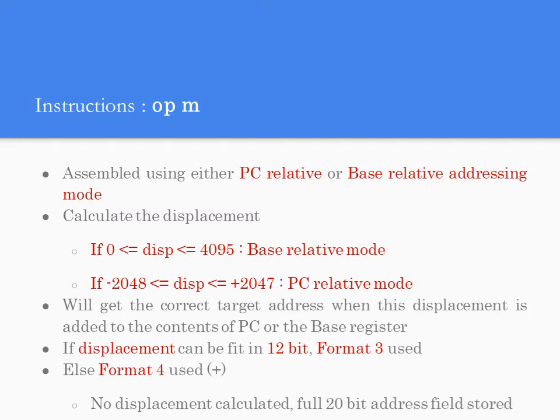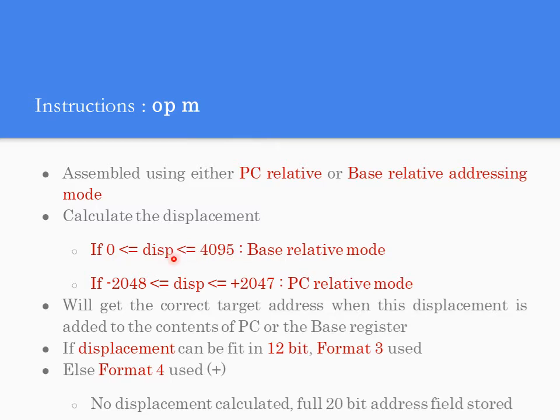Now the next instruction of type OP M. As I have mentioned before, instructions of this type will either be assembled using PC relative or base relative addressing mode. Depending upon the displacement range, the addressing modes are being used. If the value of displacement falls between 0 and 4095, which denotes unsigned integer numbers, then base relative mode will be used. So altogether you have 4096 values.